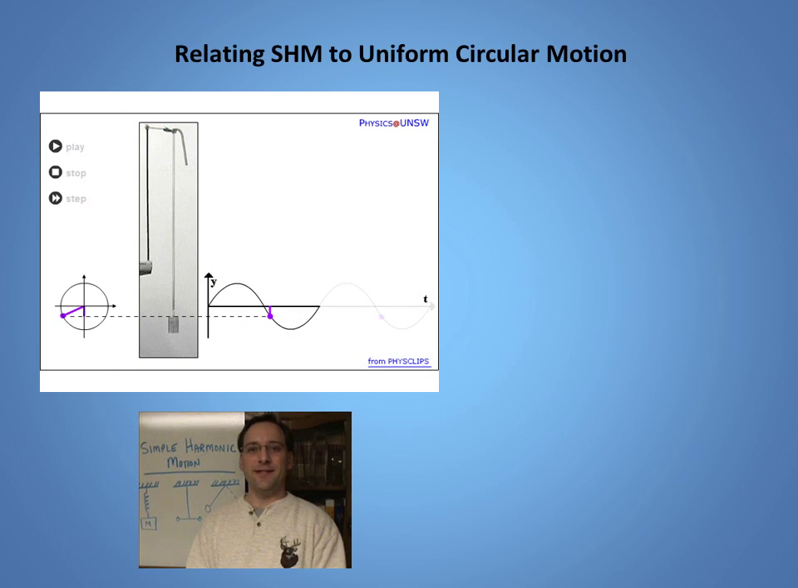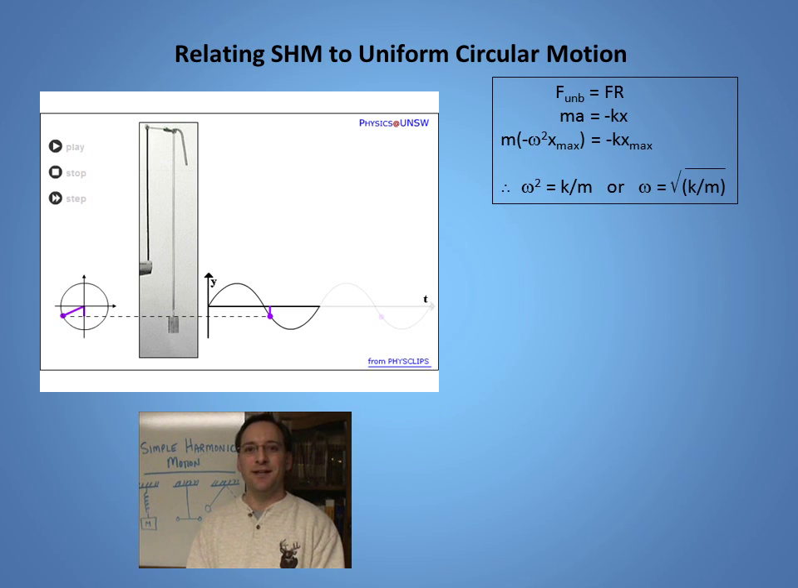Here we are looking at the simple harmonic motion of a mass on a spring and how it relates to circular motion. If we take a look at the unbalanced force acting on the mass on the spring, that unbalanced force is the restoration force, and if you remember, that restoration force is Hooke's law, or minus k times x. So ma is equal to minus k times x. We could substitute in our maximum acceleration expression, so we get m times that quantity of negative omega squared times x max, and that equals negative k times x max.